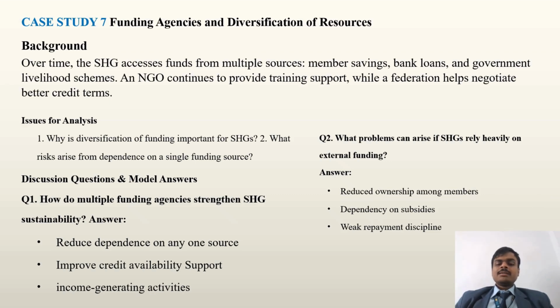Question number 2. What risks arise from dependence on a single source? If funding stops, group suffers, members lose ownership feeling, weak repayment discipline, high dependency on subsidies.